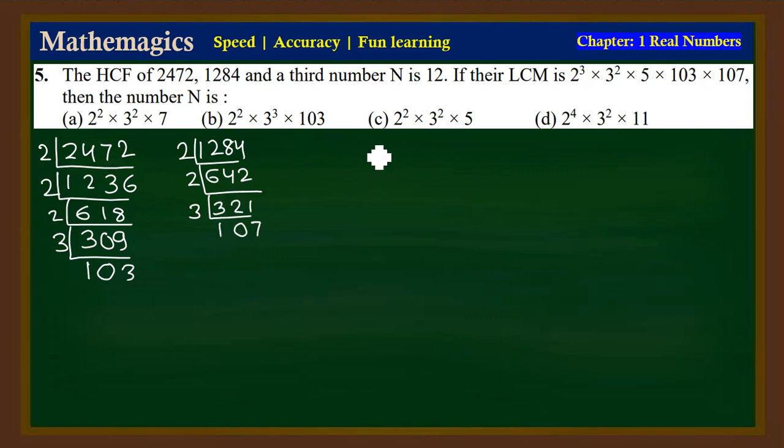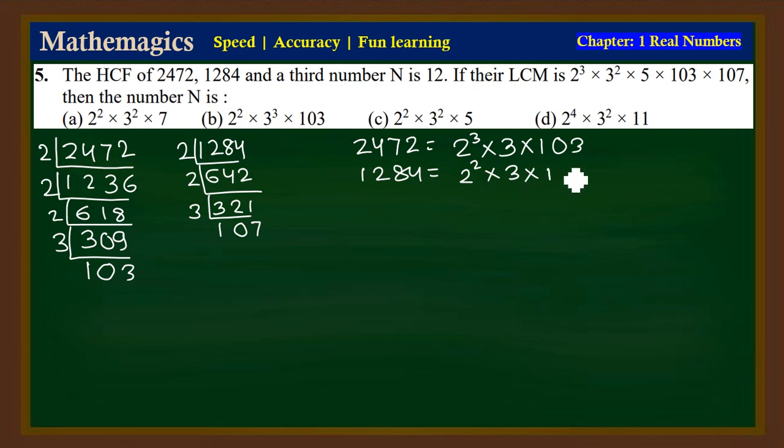So dear friends, the factorization of 2472 is equal to 2 to the power 3 multiply 3 multiply 103. Another number is 1284 and its factorization is 2 to the power 2 multiply 3 multiply 107. And the third number, that is n. So we have to calculate what the question is given. The HCF is 12. It means HCF is equal to 12.